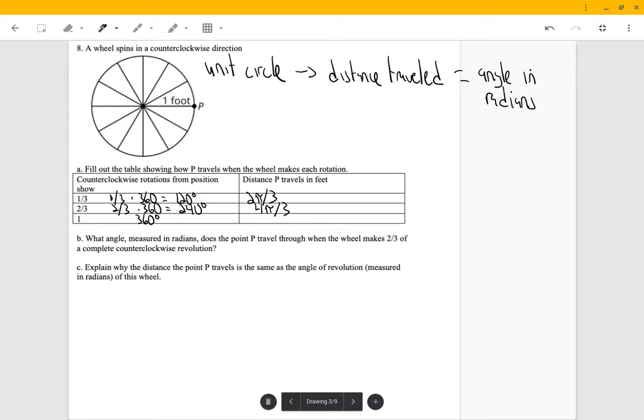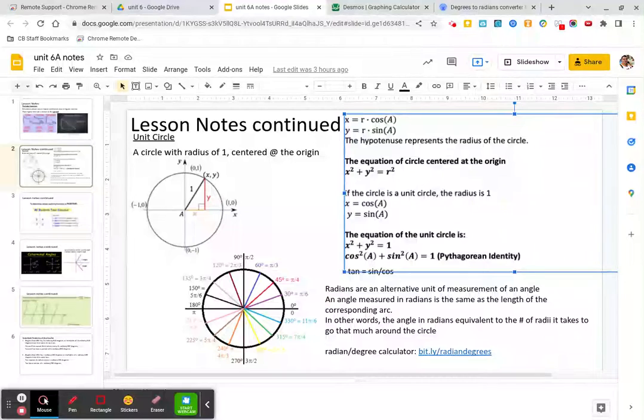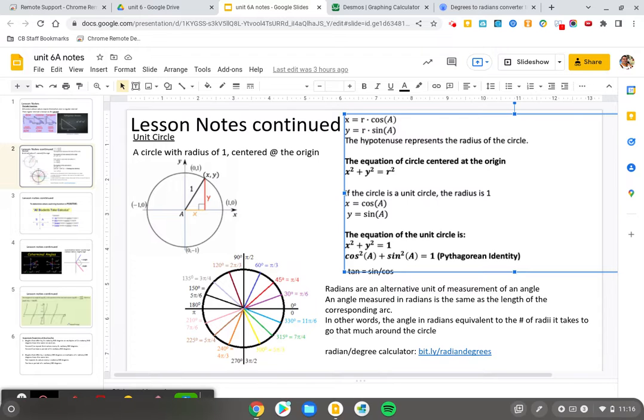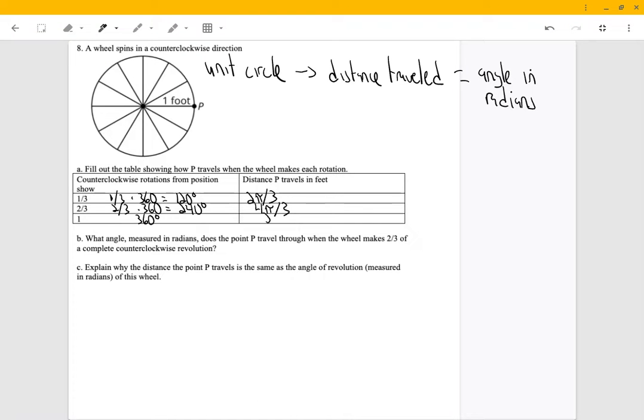And then 360 degrees, if we go all the way around the circle, is equivalent to 2 pi radians. That is also on here. So pi is 180 degrees, so 2 pi would be 360 degrees. So that goes here. So that answers part A. Again, because it's a unit circle, the distance traveled is equal to the angle in radians.